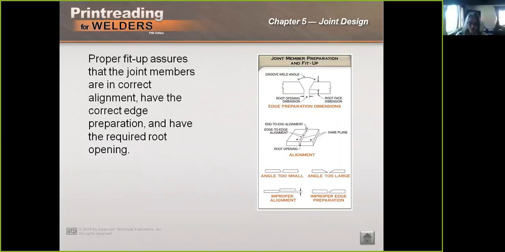Proper fit up always is a good idea. Proper fit up assures that joint members are in the correct alignment and have correct edge preparation, and the required root opening for proper penetration and sufficient weld reinforcement. Sub-assemblies can eliminate some access problems. So sometimes you build some portions of the piece separately before you then insert those parts into their final position.